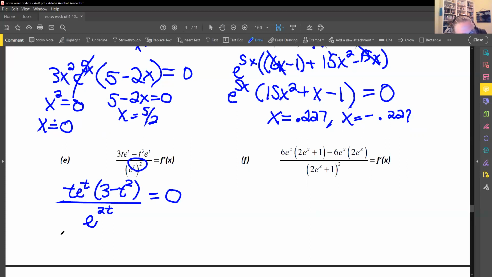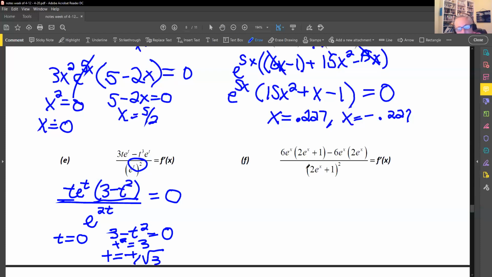So either t equals 0, since e to the t is not going to equal 0, or 3 minus t squared equals 0. Okay, so I'm working with this, which is 0, and I'm working with this. If I solve this, I get t squared equals 3. So t would be plus or minus root 3. So 0 and plus and minus root 3 would be critical values.